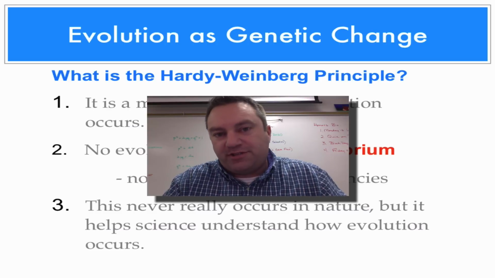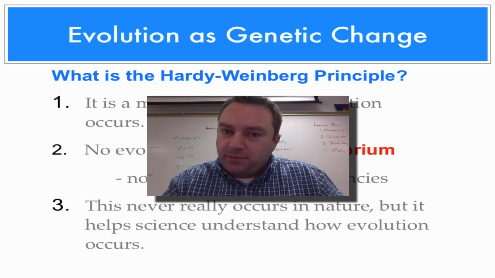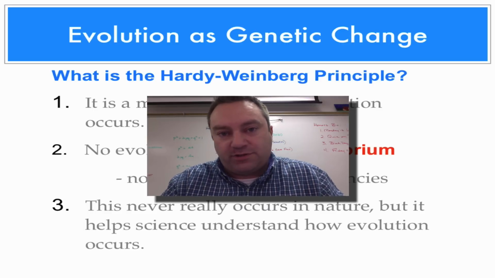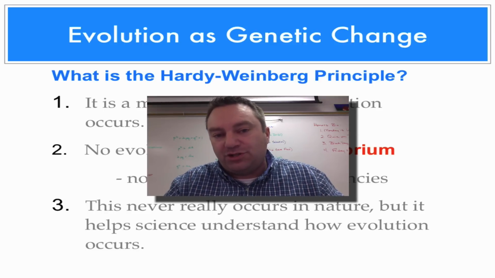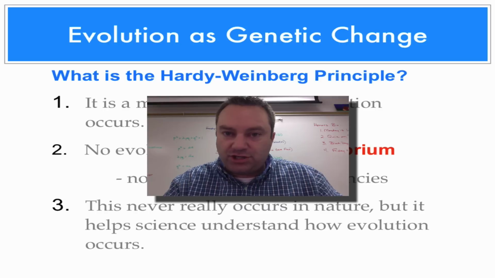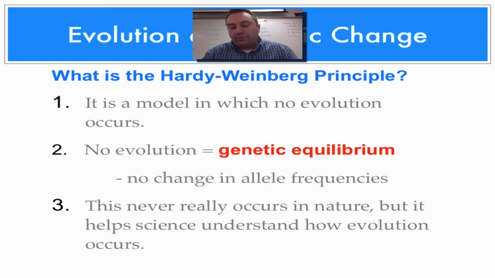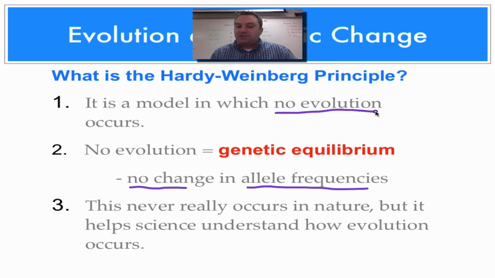All right, welcome to episode number 6 in this series. And this is going to be probably one of the most important, if not the most important episode, because we're going to deal with the math when it comes to looking at population genetics. In other words, evolution as genetic change. We're going to talk about what's called the Hardy-Weinberg Principle. And the Hardy-Weinberg Principle is a situation where we look at genetic equilibrium. Genetic equilibrium means that there is no change in allele frequency. Therefore, this is a situation where there's no evolution occurring.